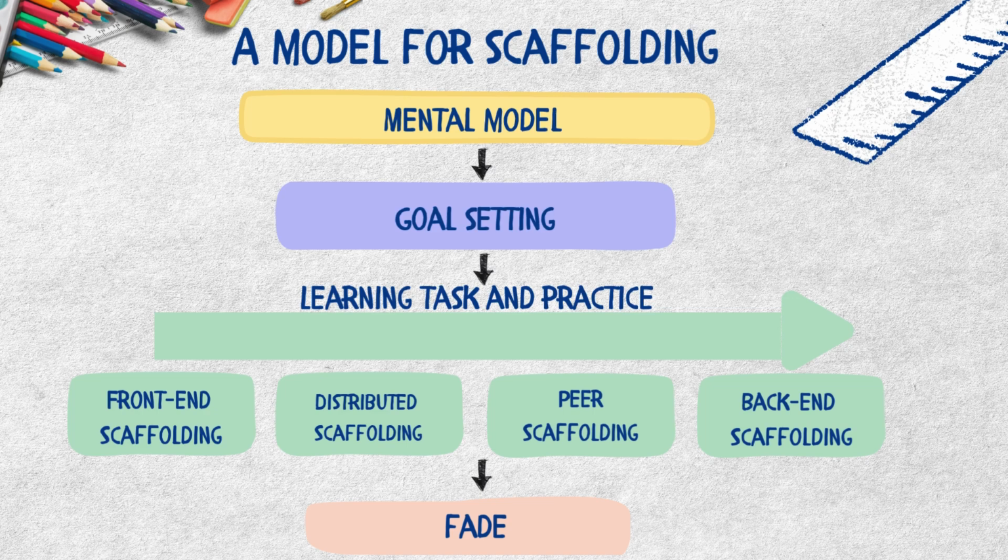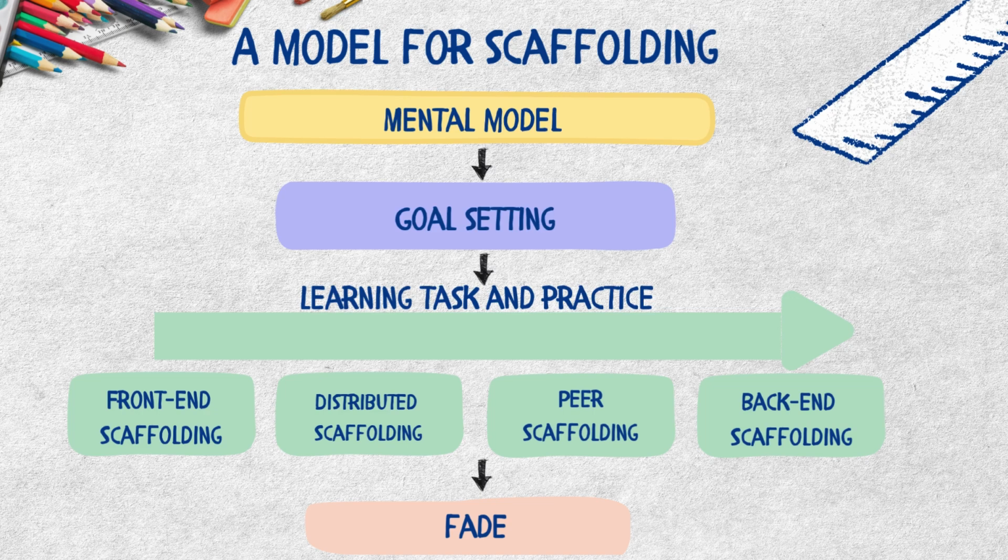If you look at this model, which we refer to as a mental model, we mean a learner's internal, unique understanding of how something works. Based on this mental model, we make a goal, and from there, we use the various forms of scaffolding to reach the goal and then fade out the scaffolding.